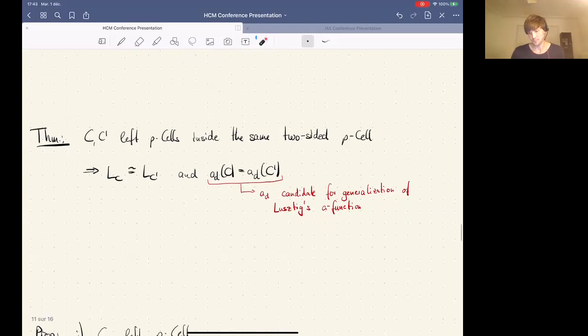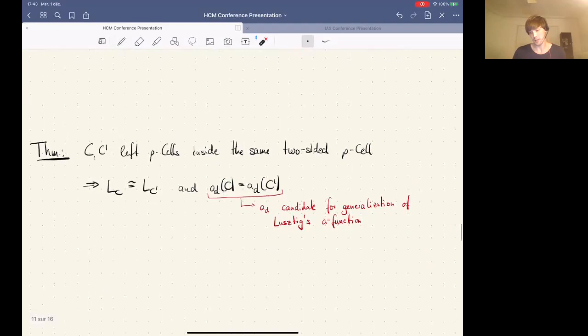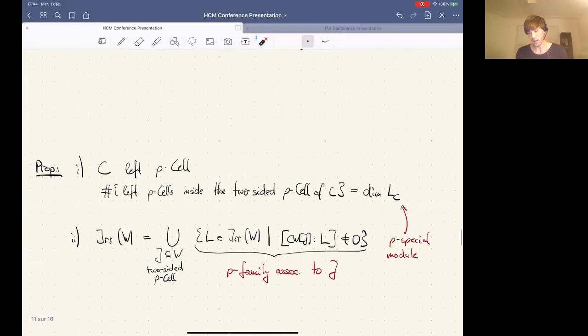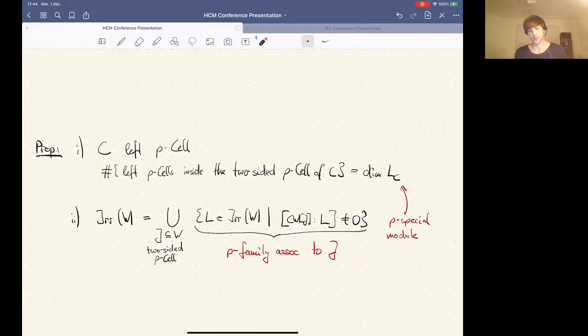And one can go even a little bit further. One thing I wanted to mention is that this A function, due to this property, we can view as a candidate for generalizing Lusztig's A function. Because from this theorem, we can deduce immediately that the A function defined in this way, of course it depends on our parameters D, but it will be constant on two-sided cells. Okay, two-sided P cells.